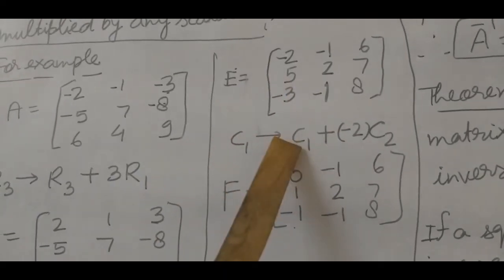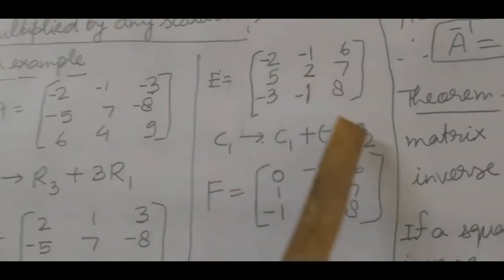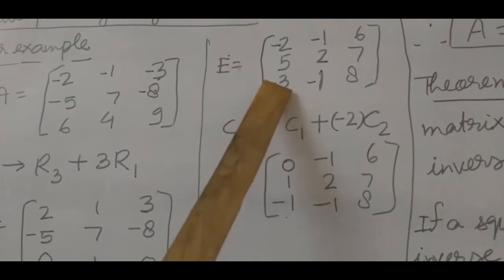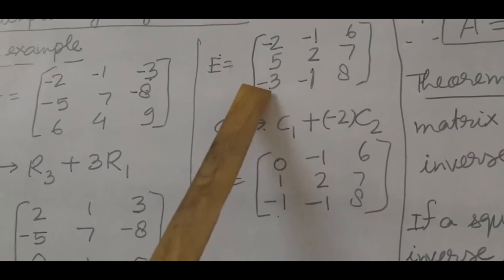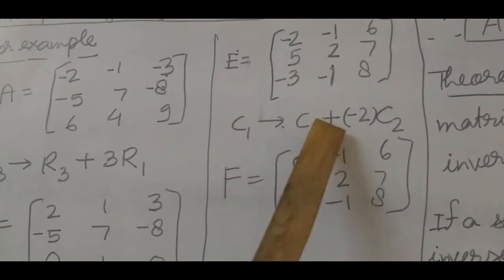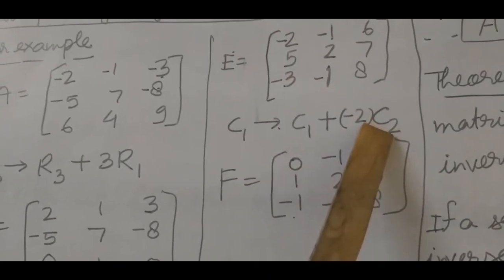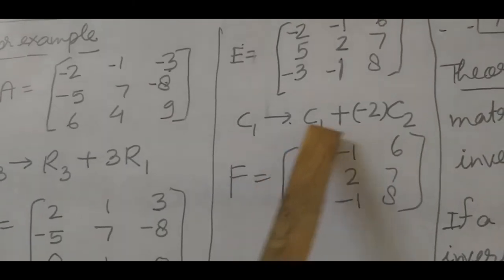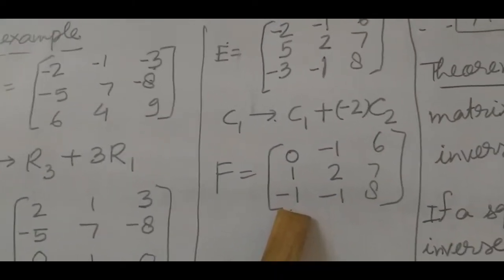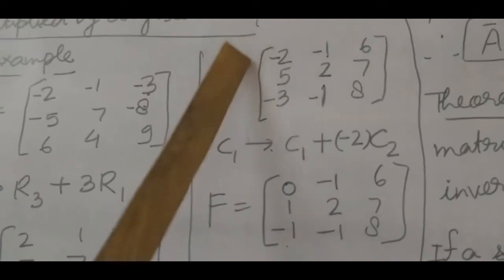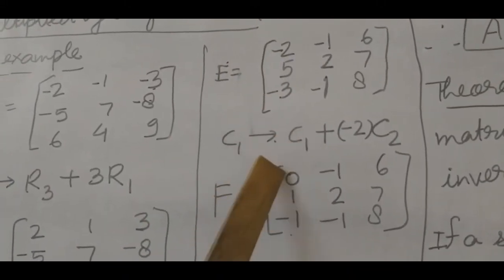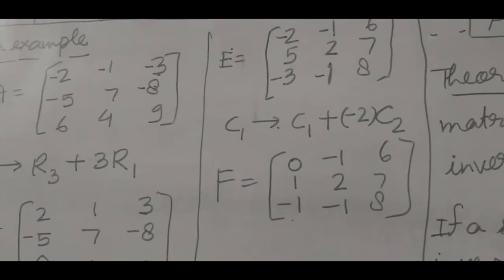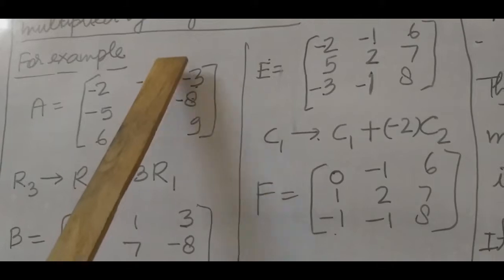Second value of C1, 5 plus minus 2 into 2. So 5 minus 4, answer 1. Then third value of C1, minus 3 plus minus 2 into minus 1. So minus 3 plus 2 means minus 1. So you can see I changed C1 into 0, 1, minus 1. Okay students. So this is the third operation.